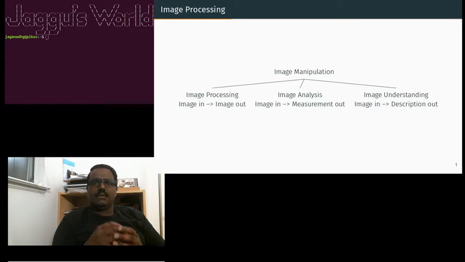The third is image understanding. You provide an image as input, and you get a high level description out. For example, you get a cat or dog out, or a particular region which is of interest to you. Segmentation kinds of use cases can be considered image understanding. So these are the three fundamental areas where digital image manipulation mostly works under the purview of machine learning and image data.